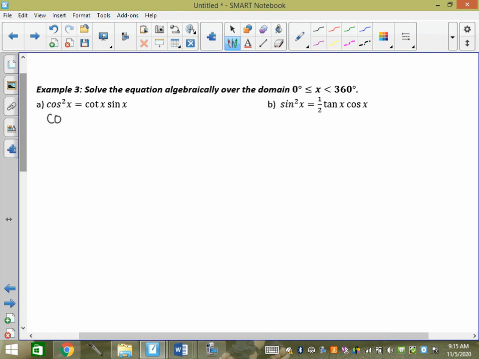So I'm going to go cos squared x equals, and then cotan I can replace with 1 over tan. Would that be helpful in this situation? Probably not. Or I can replace it with cos over sine. Would that be helpful? Yes, because the sines are going to go away. So I can go cos x over sine x times sine x. Now this is my problem, guys. I have a denominator, and in my denominator I have a variable.